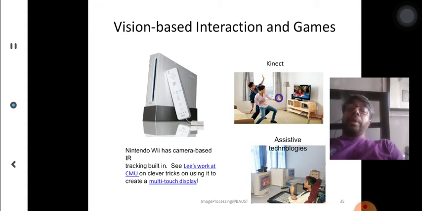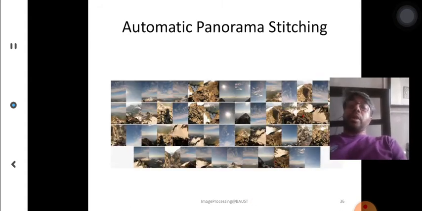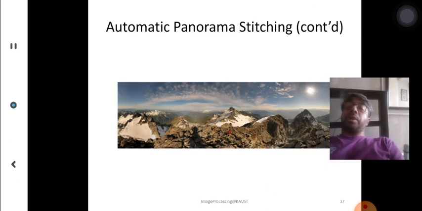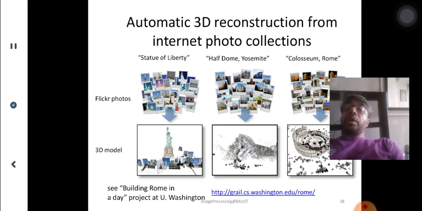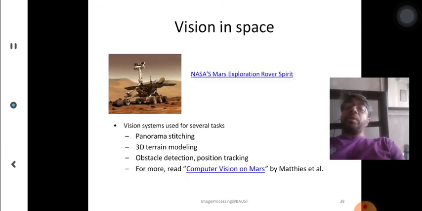AR, VR, augmented reality and virtual reality. True example: automatic panorama stitching, where you can create a big picture by taking a series of pictures one after the other. It's such a big picture we created out of taking so many different pictures. Automatic 3D construction from internet photo collections, where we can actually create sceneries and scenes based on this.